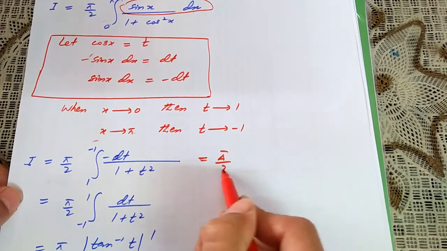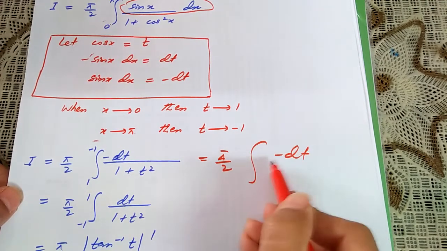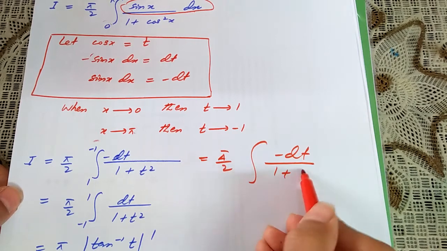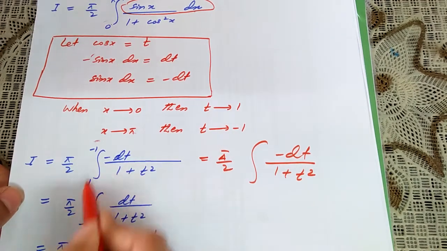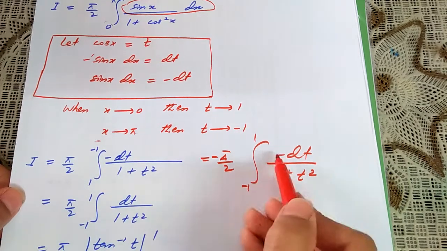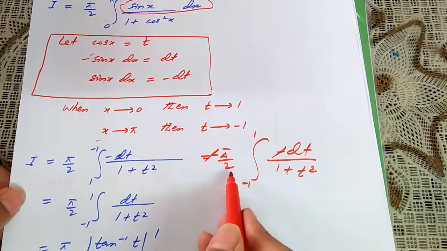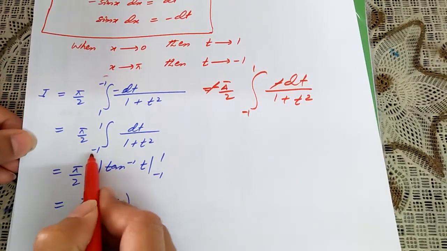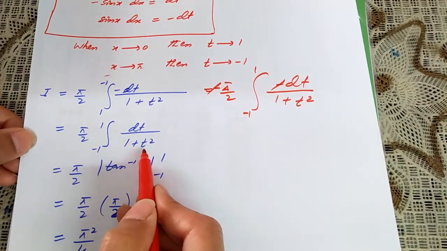Okay, don't take it outside, keep it inside so that you will have no confusion here. Now I am changing the limit of integration position, so it will be negative 1 to 1 and write the negative sign. This negative and this negative will become positive, so I will get pi by 2 minus the integral from 1 to 1 dt over 1 plus t square.